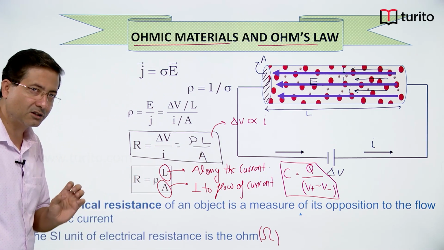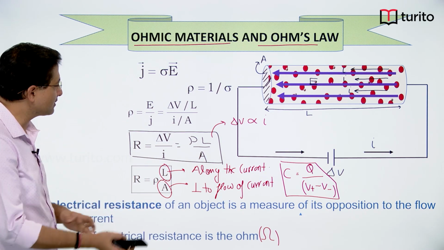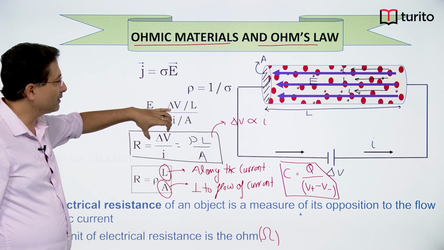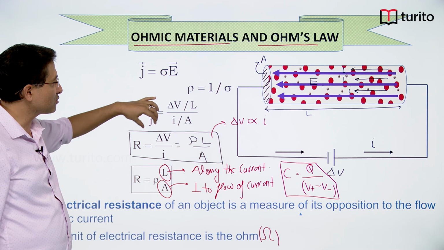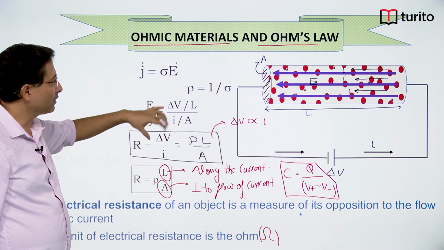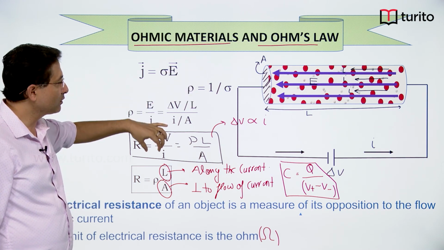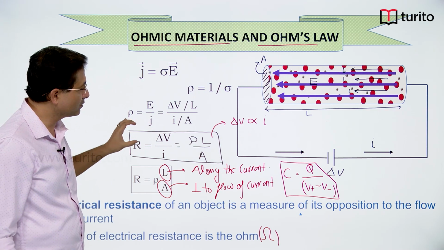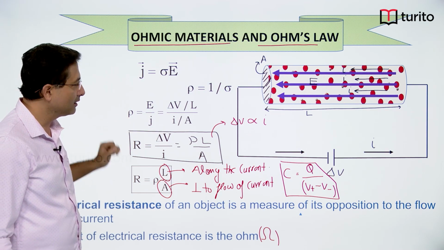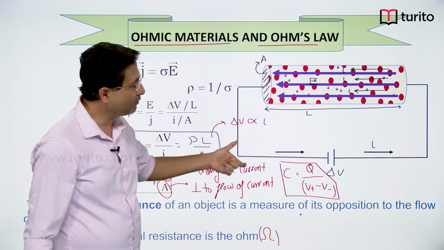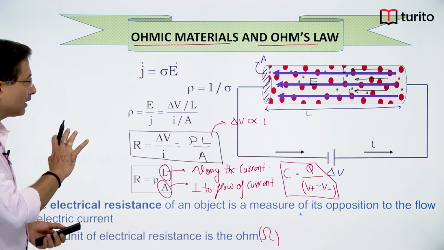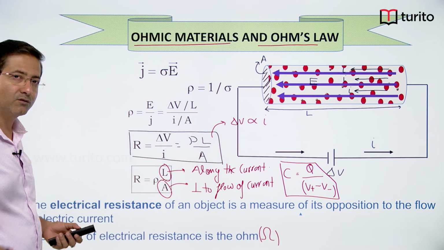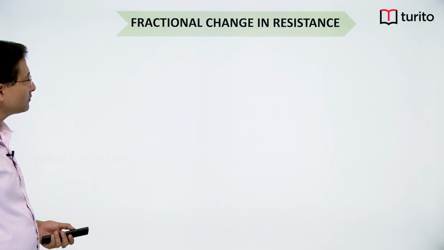Similarly, to find out the resistance of any substance, what we can do is calculate the potential difference and divide by current, and we will get the resistance offered by that conductor to the flow of current. So, this is the most basic definition of resistance, like we had the definition of capacitance. Okay. So, I hope this whole thing is clear. Let us move to the next slide.